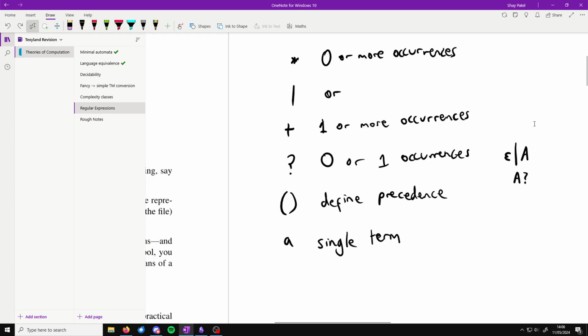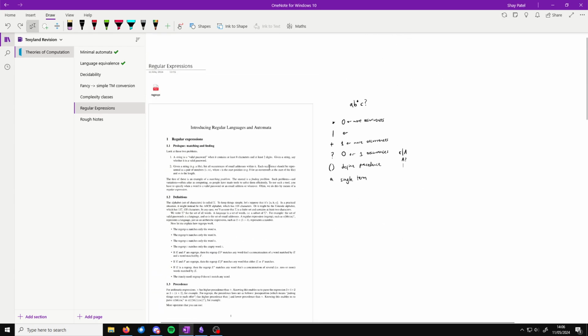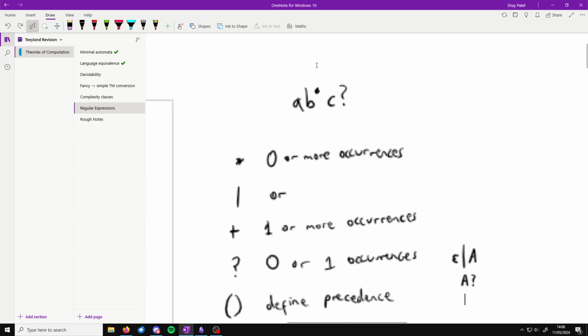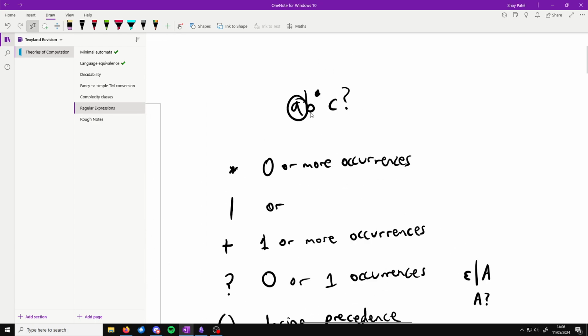Okay, so these are the sort of operators we have in a regular expression. So something like this would mean A followed by any number of B's followed by a C or an epsilon. So we can rewrite this as epsilon or C. So this would be something like A, B, B, B. Would this string or this word be accepted? I'm going to write a few words.